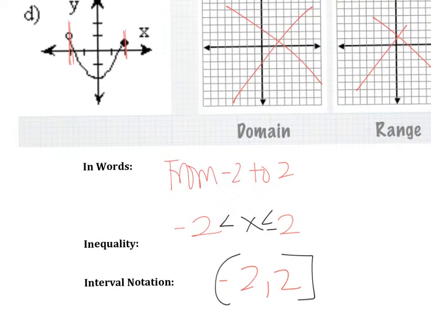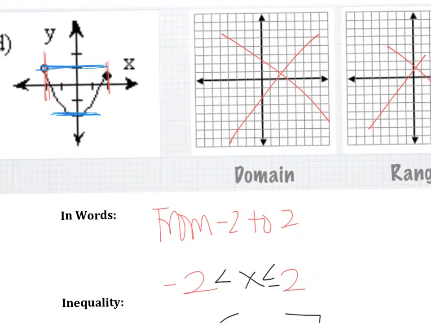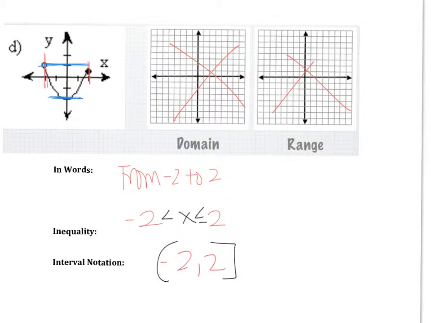For the range, we are going to go from the bottom to the top. So our very first y value is going to be -2. And then the very highest y value, and don't get confused with the 2 points, that's going to be the very top one, which is going to be a 1. So we're going from -2 to 1.